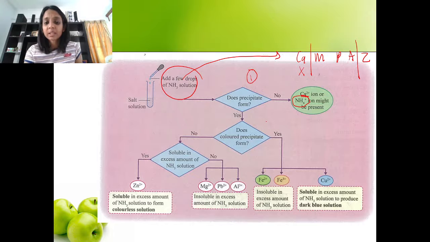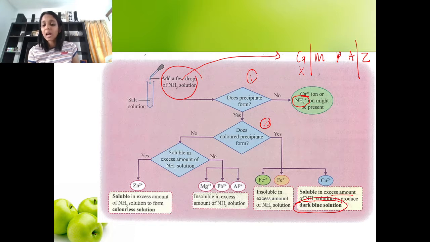Colored, still the same thing. Second way, if I get a colored precipitate, iron 2 is green, iron 3 is brown. Copper 2 ions are also blue, but this is the only special thing: when I put so much ammonia solution, it becomes a dark blue solution. This is something special. Remember, copper 2 ions in ammonia is special. And then you look at the campus teacher did for you up here.